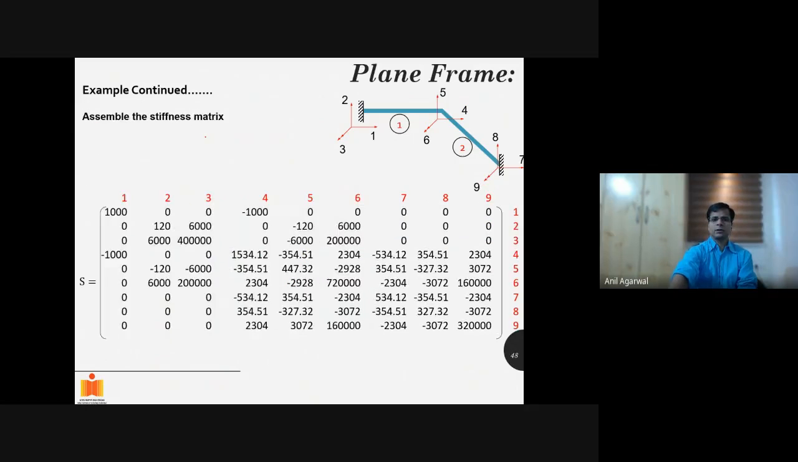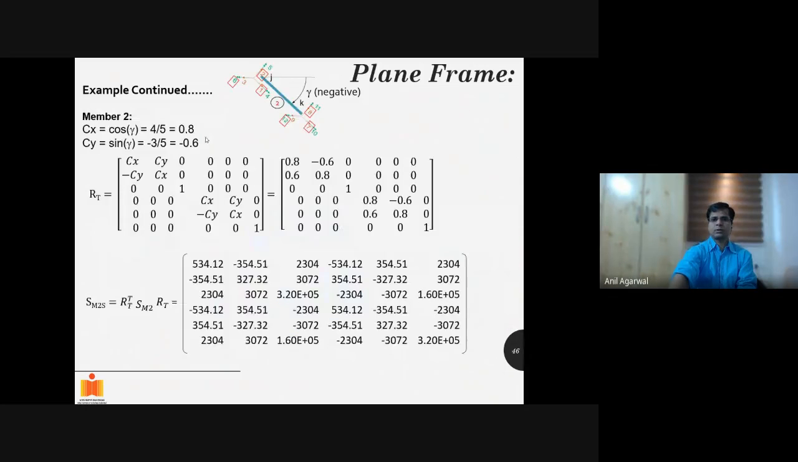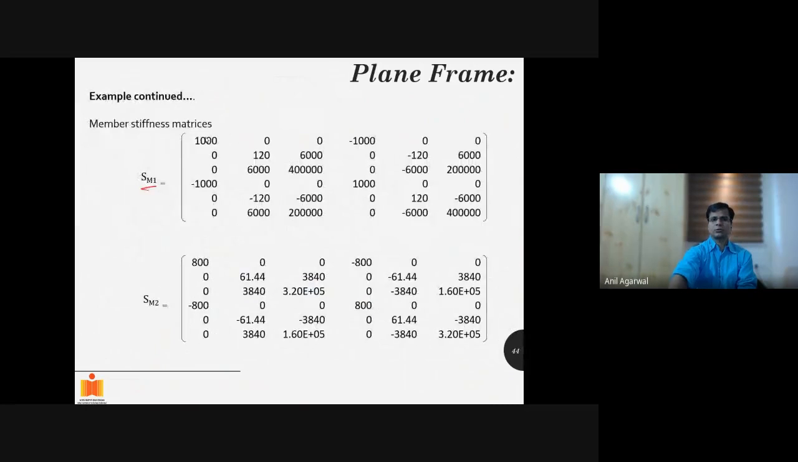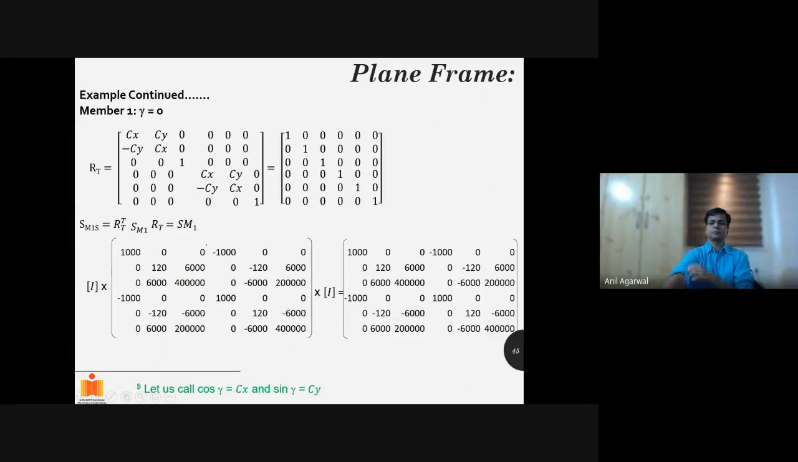So if we take the cross-section properties and member properties from here and substitute those, I'll get the stiffness matrix for the first member in numerical terms. I have substituted the coefficients AX, E, etc. with exact numbers, and then this is the stiffness matrix in the local coordinate system. This is the stiffness matrix for the second member in the local coordinate system.